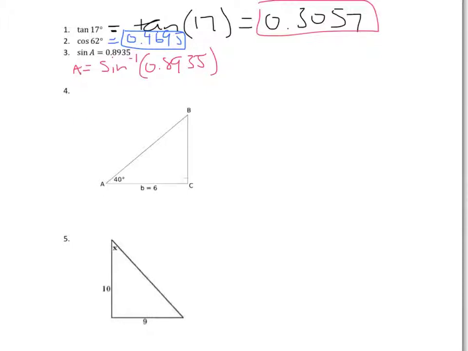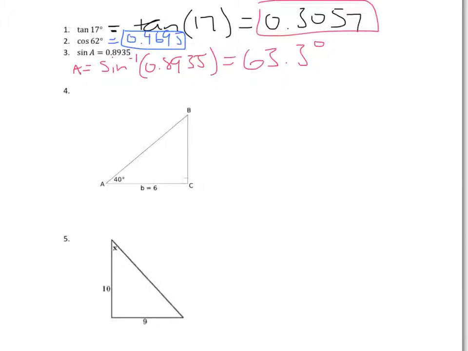So we're going to hit inverse sine for this one. Then you can type in 0.8935, close your parentheses, hit enter, and the answer it gives you is that this angle A is 63.3 degrees. Okay, and a way to check your answer is then you could type in sine of 63.3 degrees, and if you hit that, you should get something close to 0.8935.